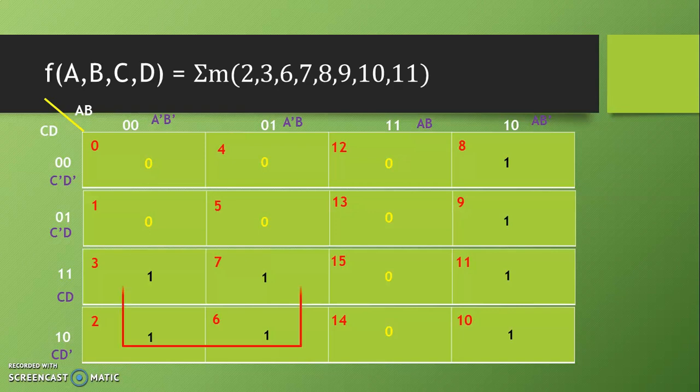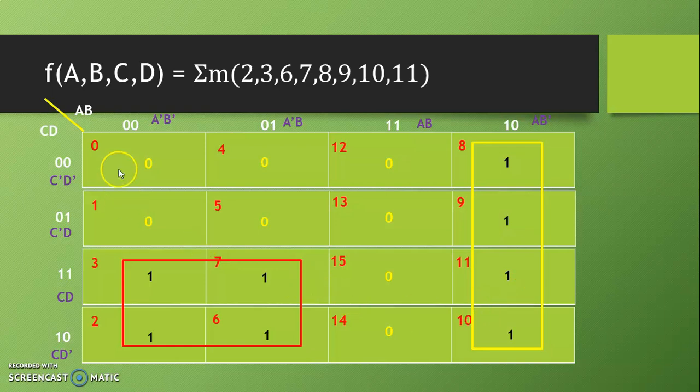So we can prepare two quads. One quad at this stage and another quad for this one. Now we have to write a simplified product term for each quad. In case of quad, we know that we can eliminate two variables. So now let us see.